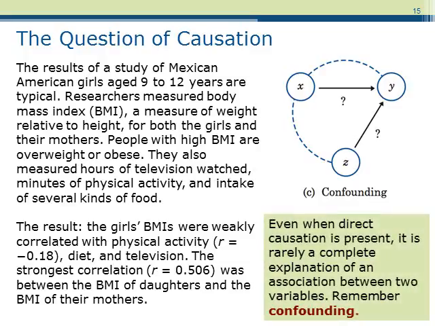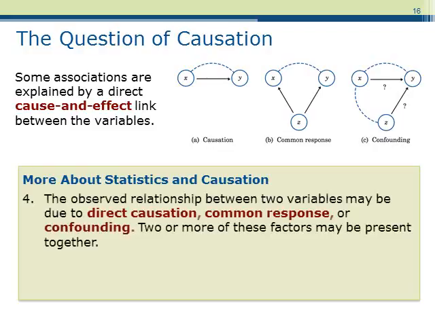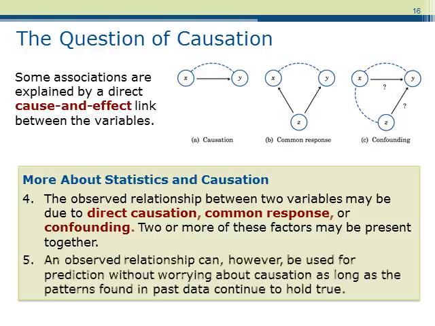In general, remember to consider whether two variables are confounded when trying to establish a cause and effect relationship. In summary, the observed relationship between two variables may be due to direct causation, common response, or confounding. Two or more of these factors may be present together. An observed relationship can, however, be used for prediction without worrying about causation, as long as the patterns found in past data continue to hold true.